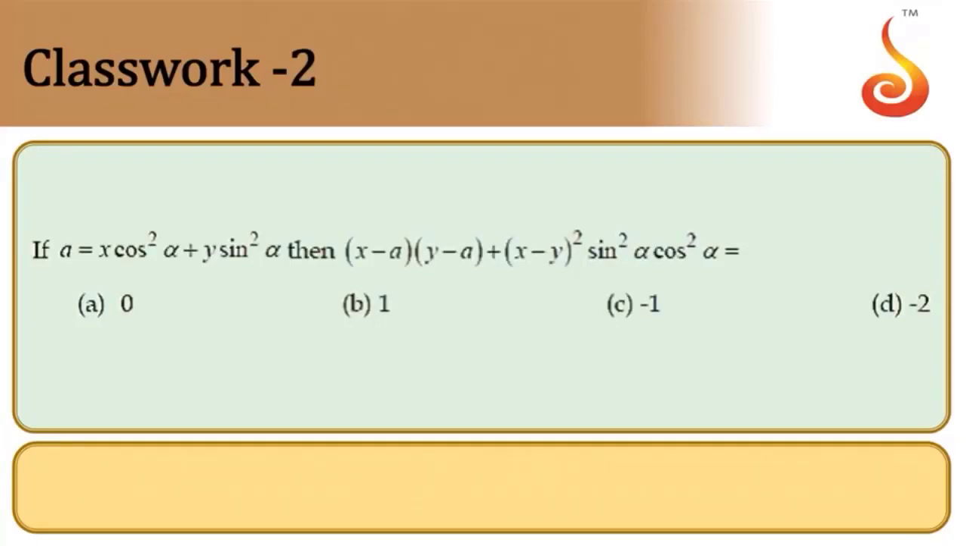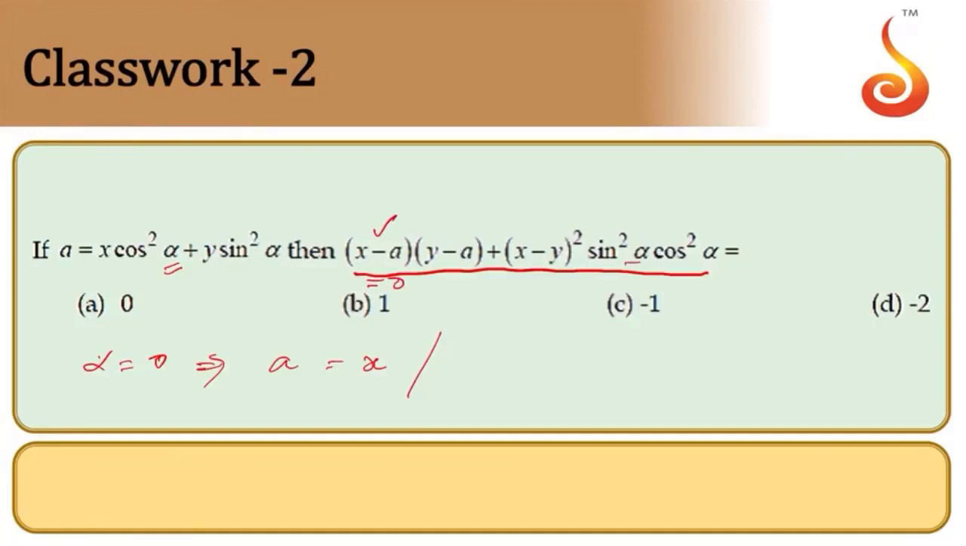A is equal to x cos square alpha plus y sine square alpha, then (x minus A) into (y minus A) minus (x minus y) whole square over this one. You can clearly see that this identity is equal to a constant irrespective of alpha. So let's consider alpha is equal to 0. Clearly the value of A is equal to x. Then the given identity will be equal to 0.